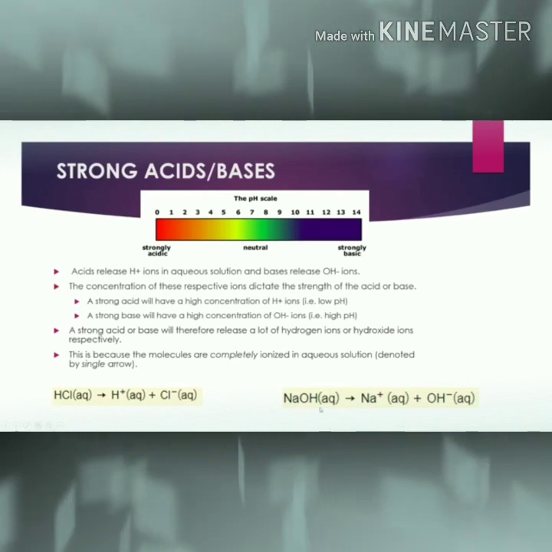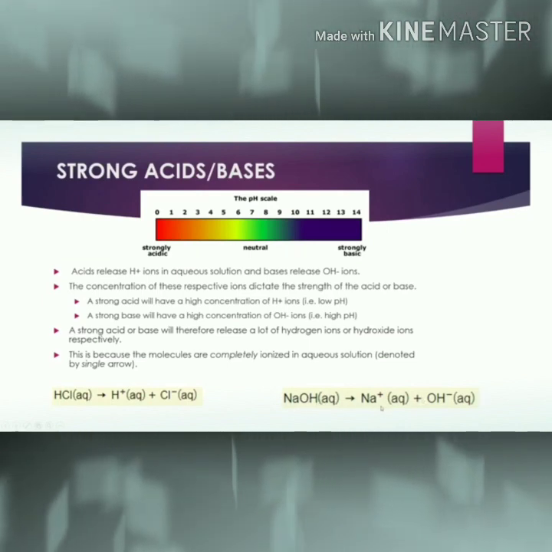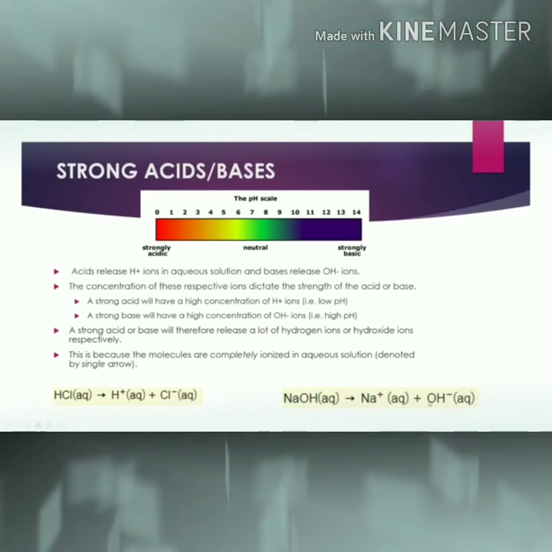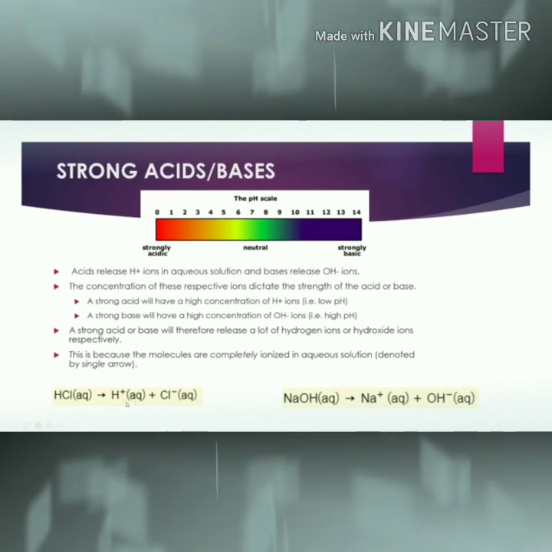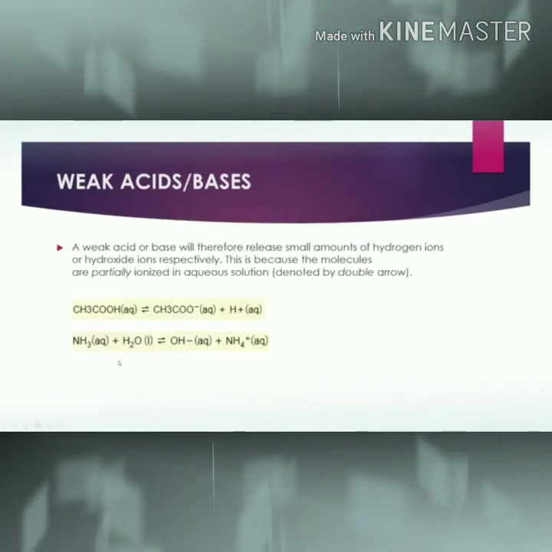If you talk about a strong base, sodium hydroxide, the same example I could give you. Let's say if you have 100 molecules of sodium hydroxide, you will expect all of them to break down into two different ions, sodium ions and hydroxide ions. Here you will get a lot of hydroxide ions. So here also you can find there is a complete dissociation.